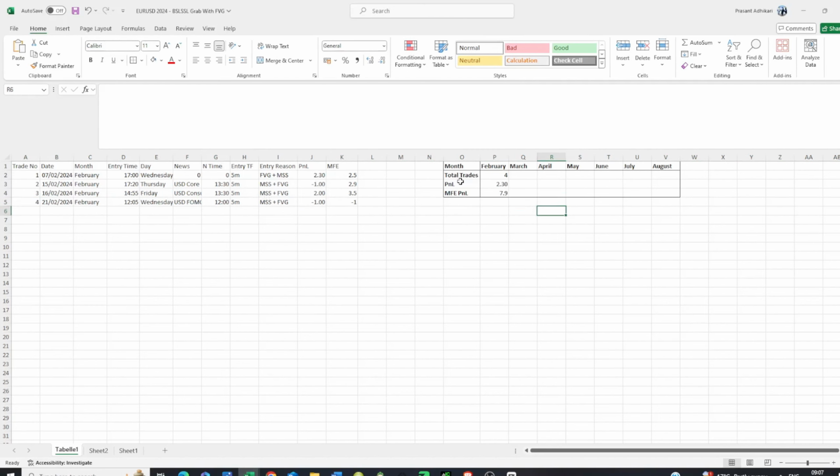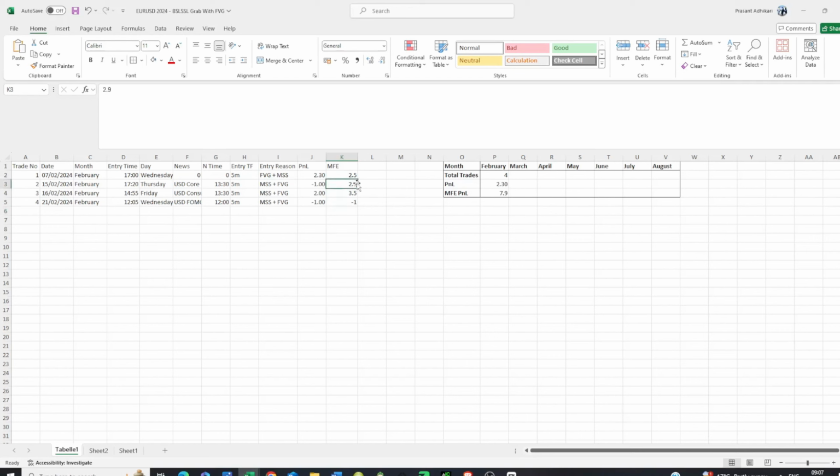P&L would have been 2.3% overall, excluding any commissions and swaps, so maybe like 2% in total. MFE, maximum favorable excursion, which is how long the trade ran for. So most of these ran for at least 2%. So ideally, even the loss I took on my second trade, I could have taken profit at 2% and then be done. It ran up to 2.9%.